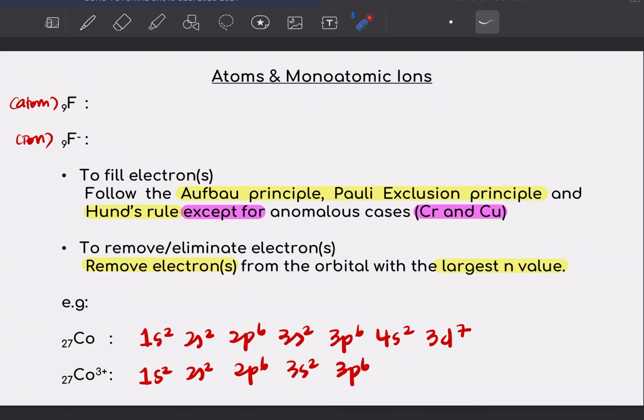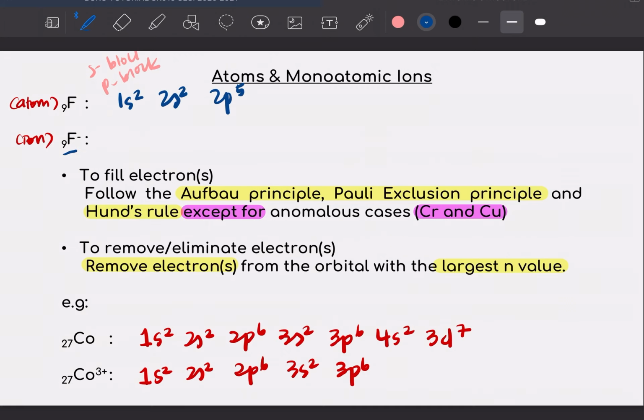Okay, so last sekali we are going to learn how to fill in electrons and remove electrons from transition elements. Okay, kalau bukan transition element, macam for elements of S block and P block, okay, kita tak ada masalah sangat. Contoh macam fluorine kan, fluorine atom, kita tahu kalau dia atom maksudnya dia ada 9 elektron juga. Okay, so kalau dia punya SPDF notation, it will be 1s2, 2s2, 2p5.